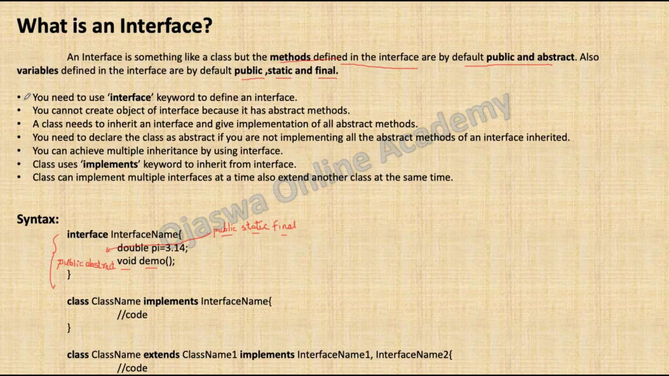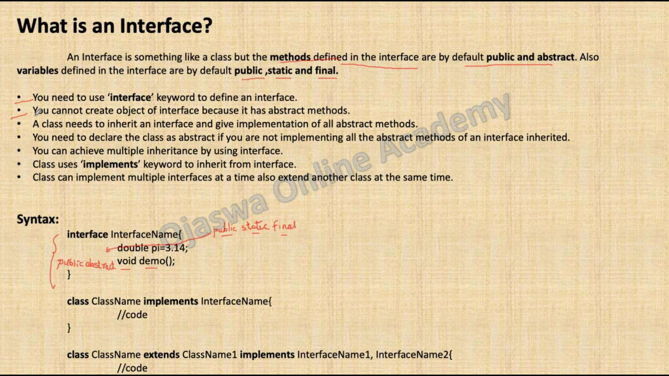Now the points to remember: you need to use interface keyword to define an interface. You cannot create an object of an interface because it has abstract methods. So we have learned in abstract class, you cannot create an object of abstract class. Why? Because an abstract class may have an abstract method and we cannot call an abstract method. An abstract method doesn't have code to be executed. Same rule goes for interfaces. You cannot create an object of an interface because it has abstract methods.